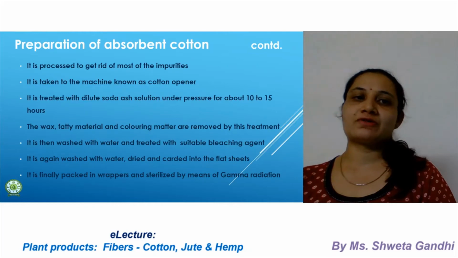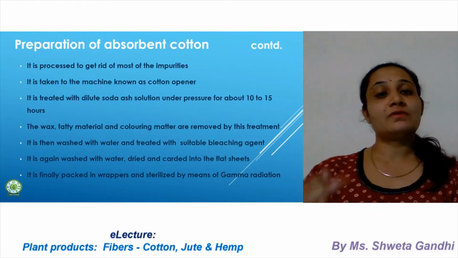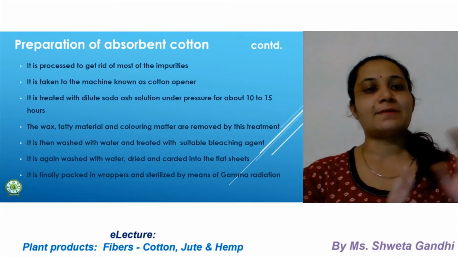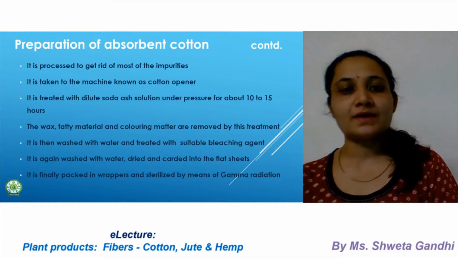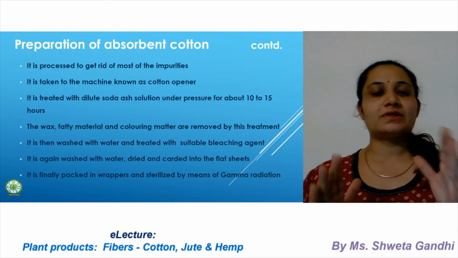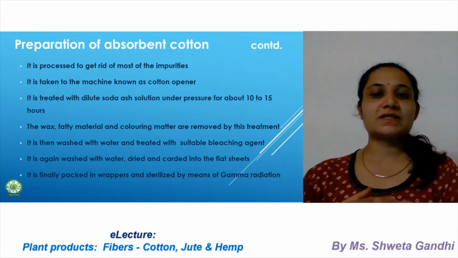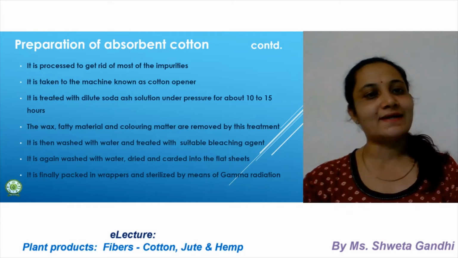Now the preparation of absorbent cotton: it is processed to get rid of most of the impurities. We can process it so that the impurities can be removed. It is taken to the machine known as the cotton opener. There it is treated with dilute soda solution under pressure for 10 to 15 hours. The wax, fatty material and the coloring materials, these all are called impurities, and they are removed by the treatment.